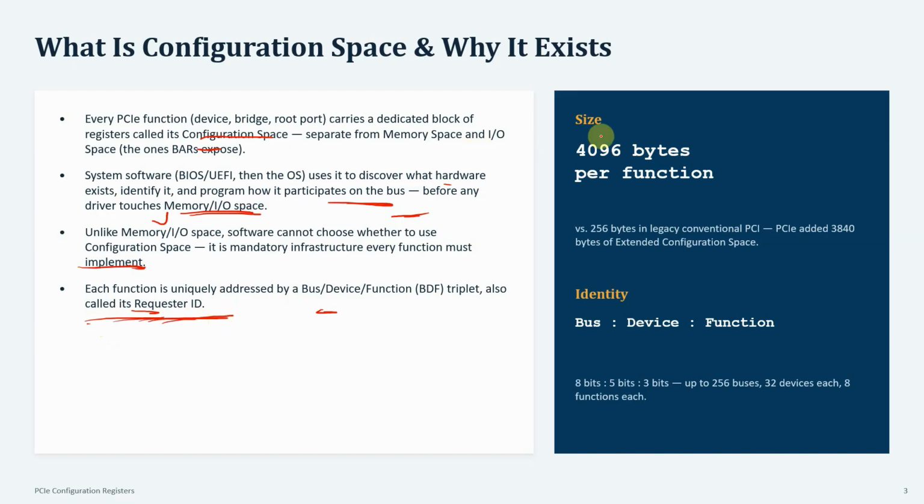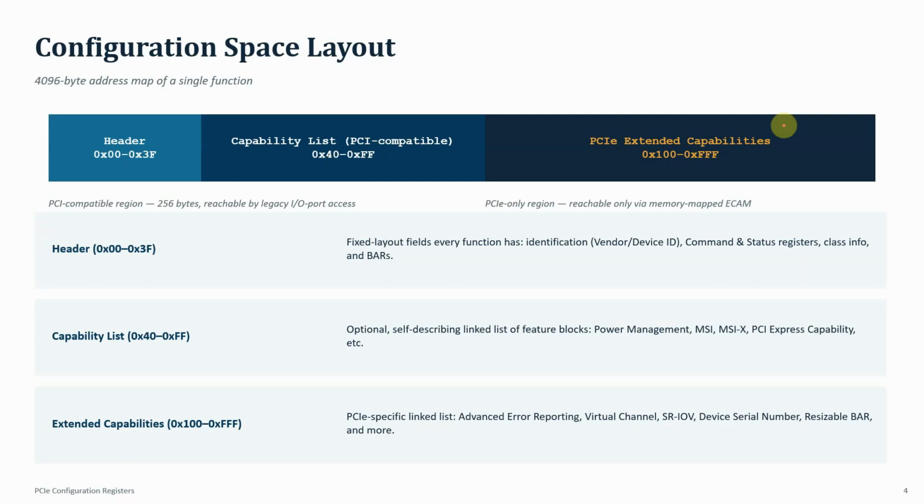So this configuration space is going to be 4096 bytes per function, and in legacy conventional PCI, it is basically 256 bytes. PCIe also added 3840 bytes of extended configuration space. And how are we going to identify this configuration space? Using bus, device, and function. The bus is 8 bits, the device is 5 bits, and the function is 3 bits. That means each device can have 8 functions, and we can have 32 devices and 256 buses present in this PCIe.